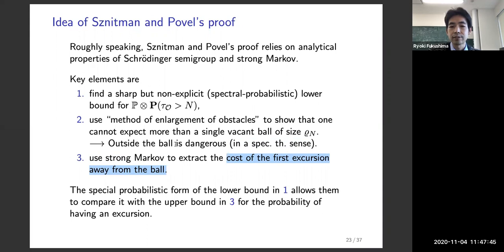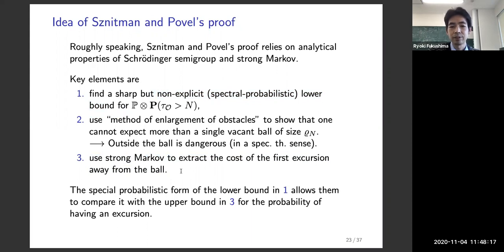Now, due to the second step, we know that in certain spectral theoretic sense, outside of the ball is dangerous. So if we make an excursion going outside the ball, then you can measure the cost for the excursion. And the most important point of the proof is that this non-explicit lower bound in this first step is designed in such a way that you can compare this lower bound to the upper bound you can gain from this strong Markov bound.